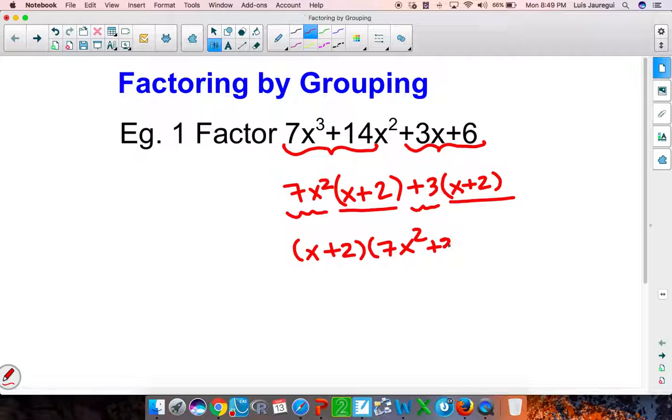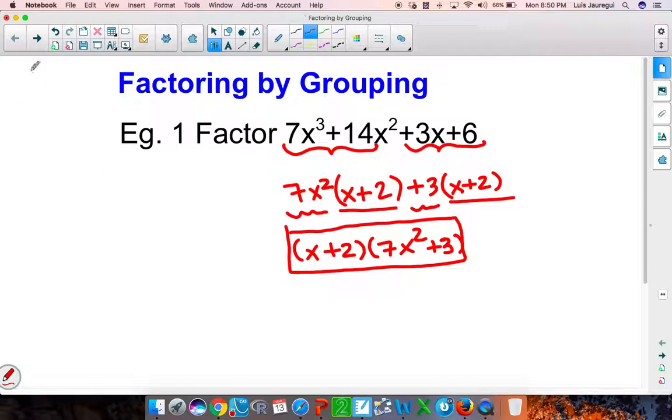The next thing we will do, we will actually take a look at each of these factors and see if we can factor them further. In this case, there's not much we can do, so we're going to just box it because we just found the factored form of our polynomial. In other words, 7x cubed plus 14x squared plus 3x plus 6 can be written out as x plus 2 times 7x squared plus 3.